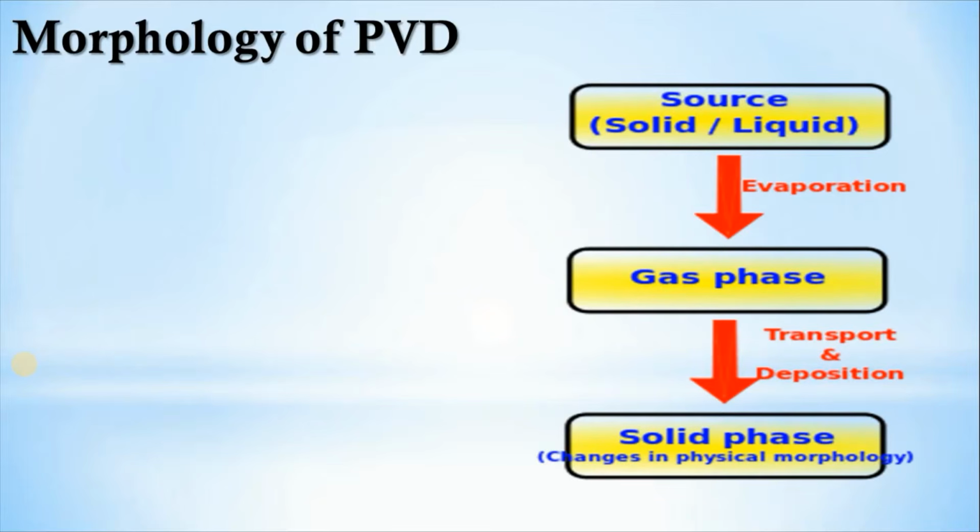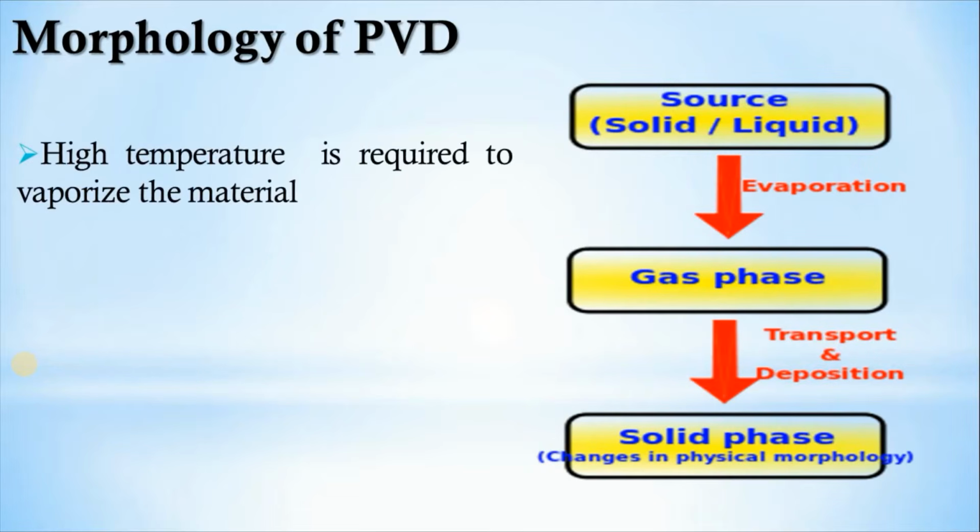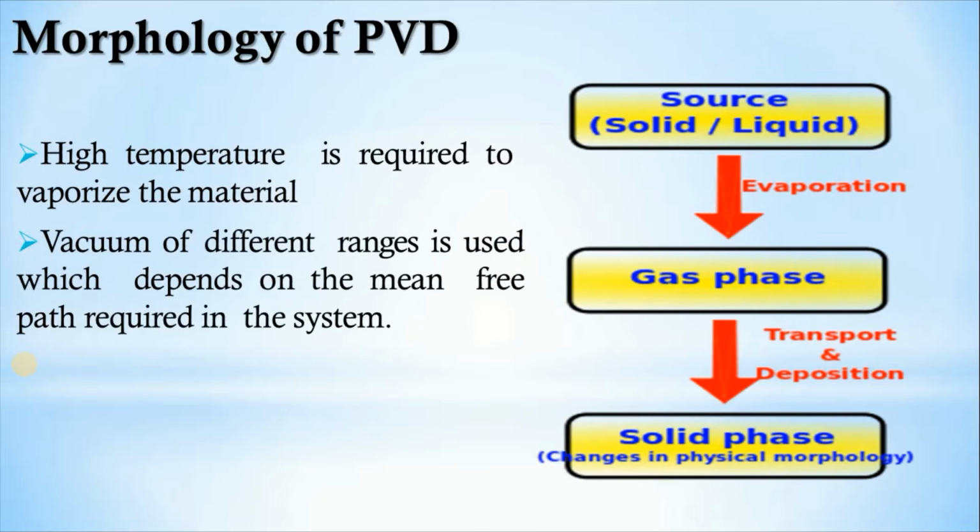The evaporation process generates a gas phase from that solid or liquid source, and we have to transport that gas phase material and deposit it on a solid phase, which changes its physical morphology. So this is the morphology of PVD, in which high temperature is required to vaporize the material and a vacuum of different ranges is used, which depends on the mean free path required in the system. This is the morphology we are using in the PVD process.